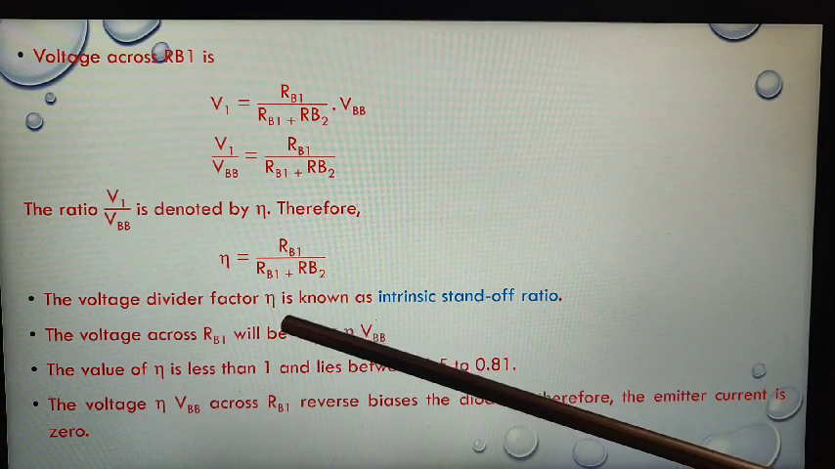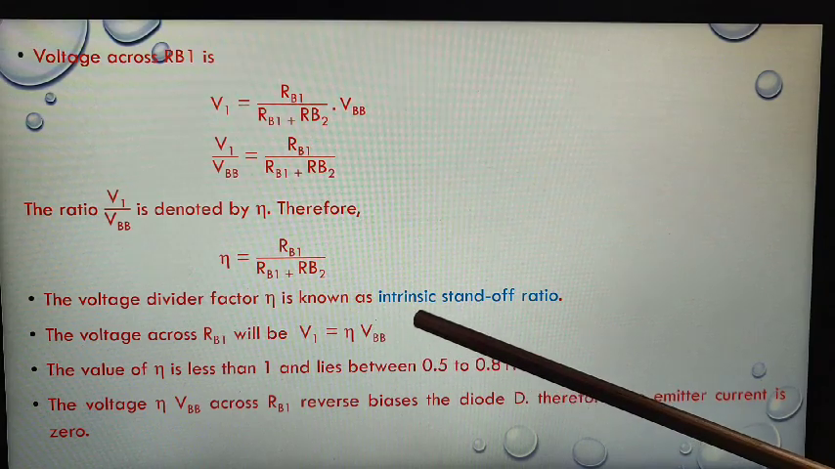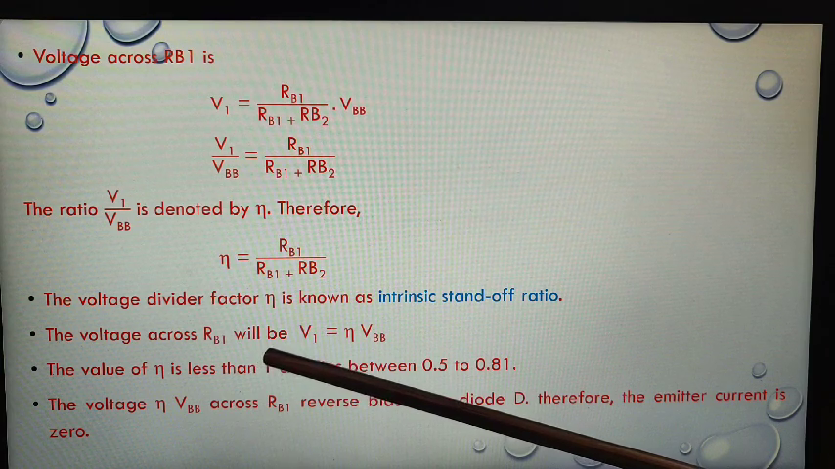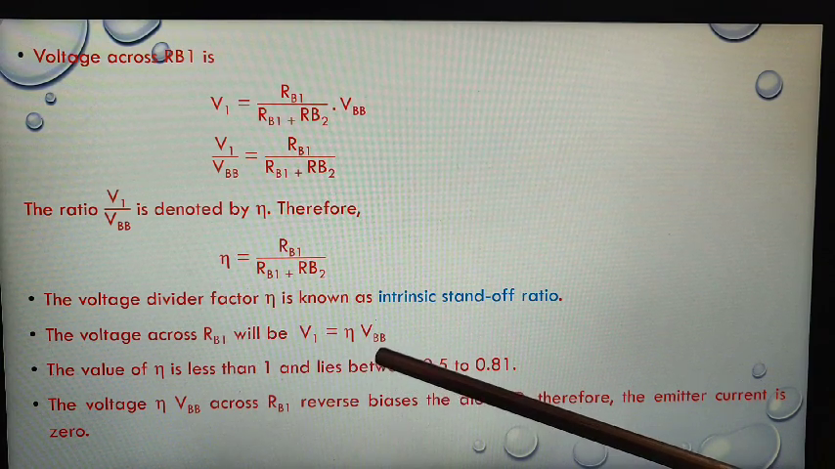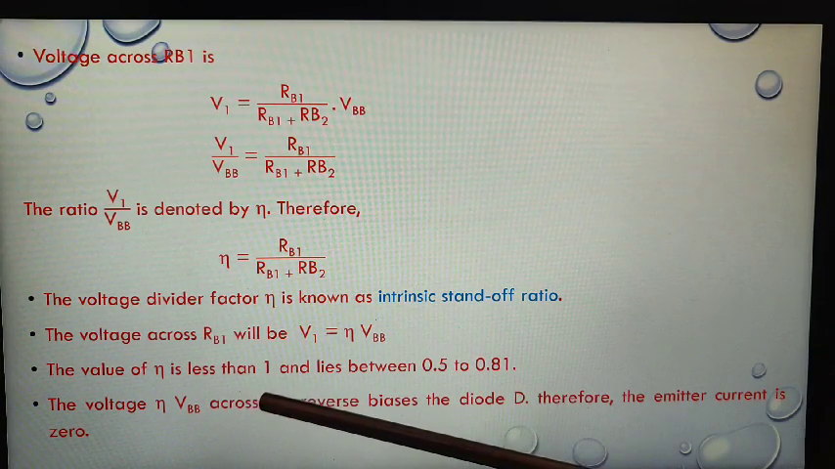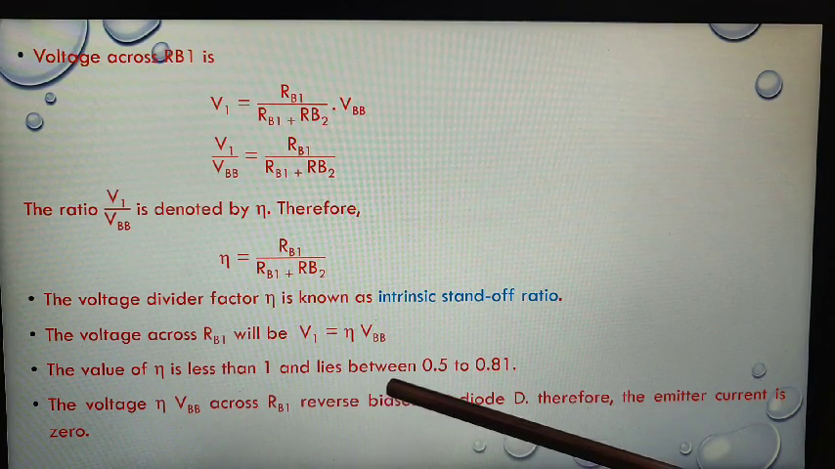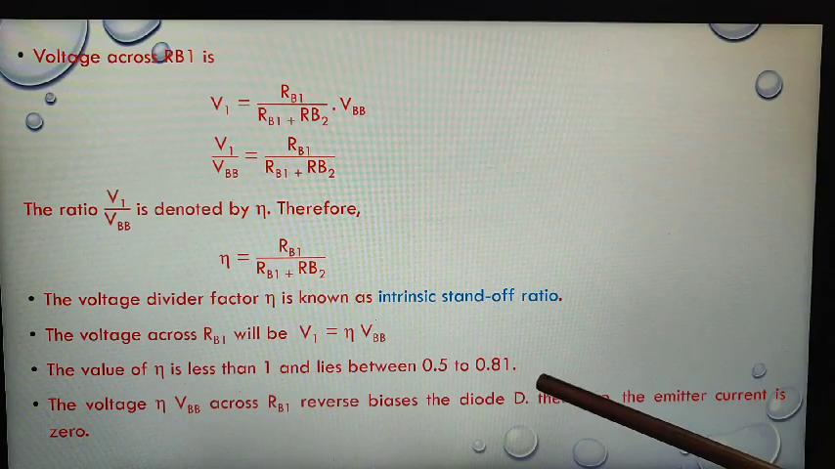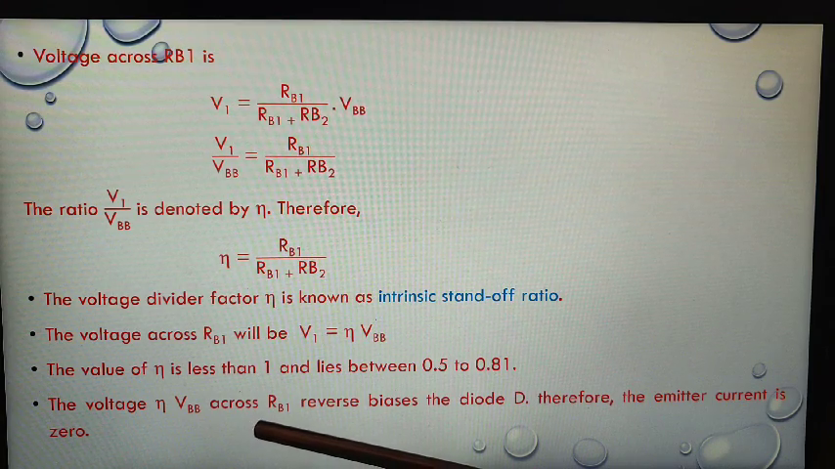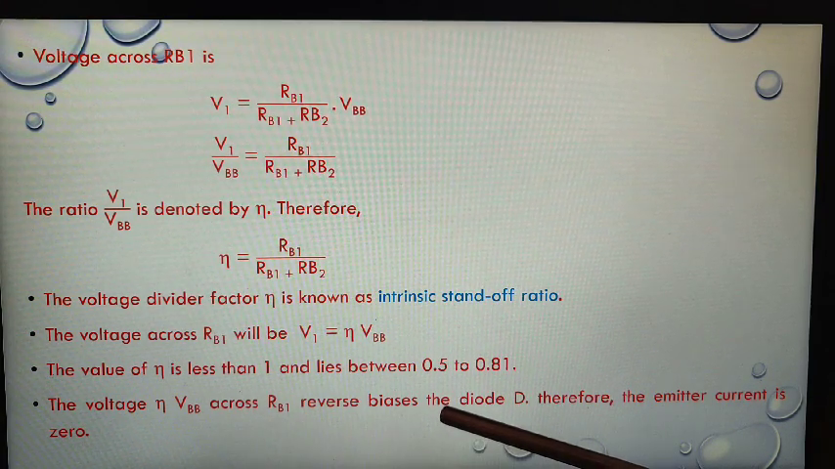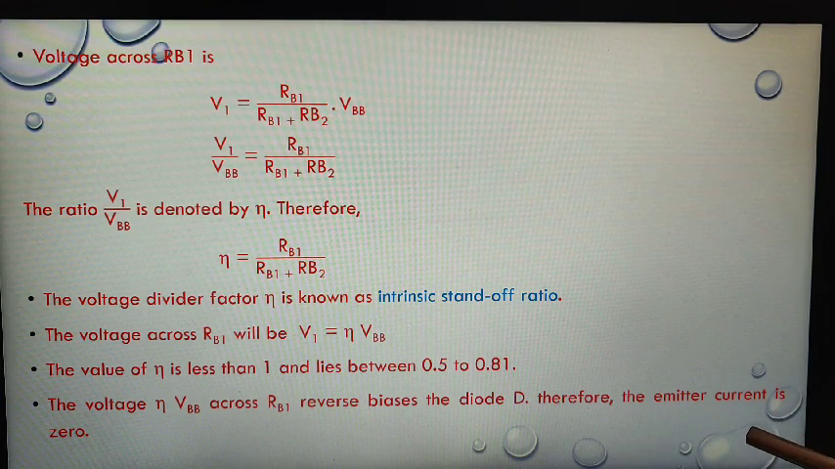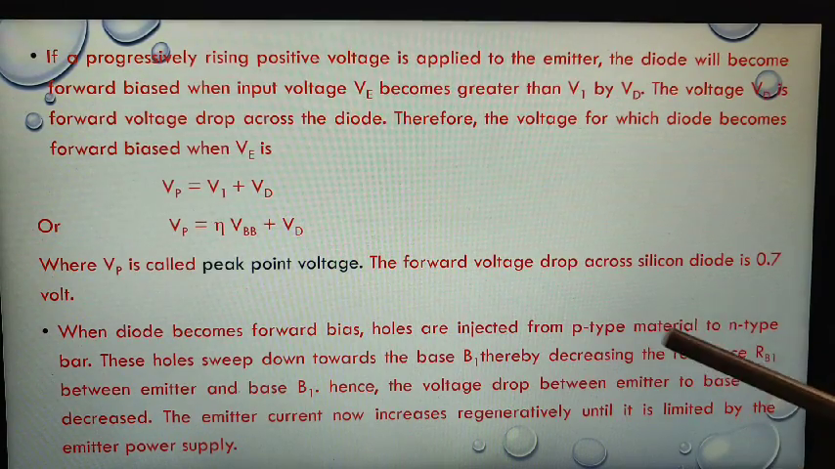The voltage divider factor eta is known as intrinsic standoff ratio. The voltage across RB1 will be V1 equal to eta VBB. The value of eta is less than 1 and lies between 0.5 to 0.81. The voltage eta VBB across RB1 reverse biases the diode D. Therefore, the emitter current is 0.